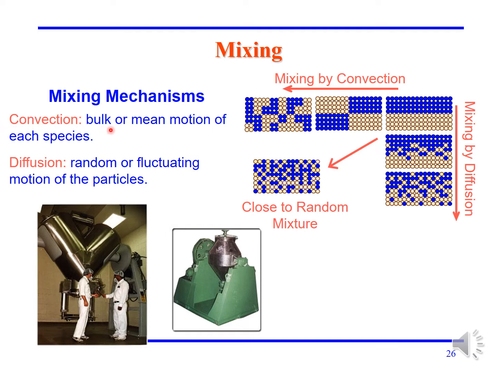So in the convective mixing process, you will see that slowly from a completely segregated state, you will get a bulk movement of particles, still segregated, and slowly reaching the random mixture. And in diffusion, you see it's slower, the particles moving slower, and at the end, we still achieve the random mixture that we want. All right.